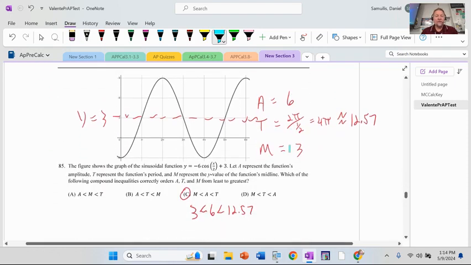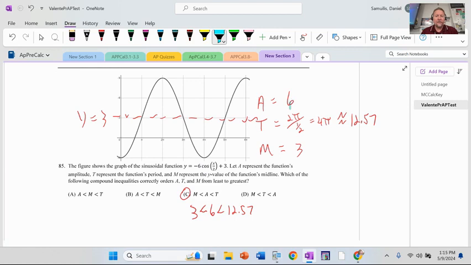All right. Next one, weird question. Here's this graph, negative 6. That means the amplitude is 6, and they name that letter A. T, they say, is the function's period. Well, the period of this function is 2 pi over a half. 2 pi over a half is 4 pi, which is approximately 12.57.